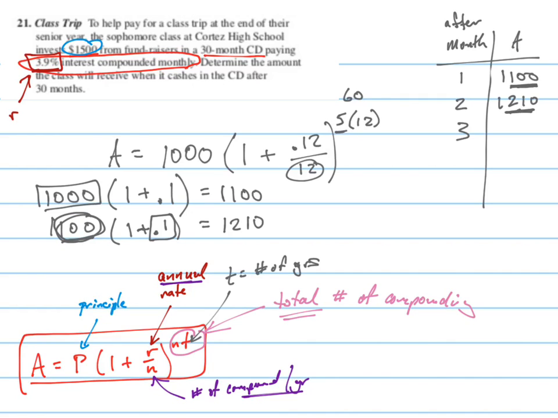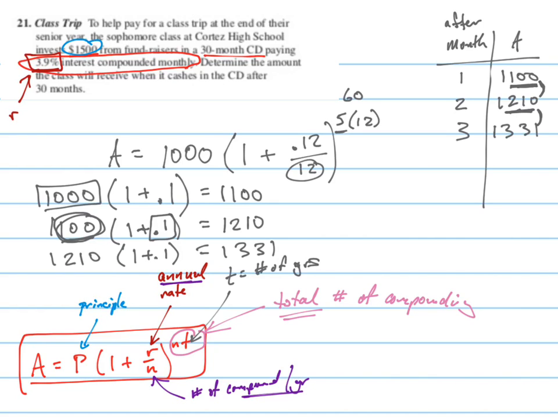Got it? After the third month, what am I going to do to find the interest for the third month? I'm going to take this new amount and multiply it by 1 plus 0.1. And when I do that, I get 1331. How much money did I make that next month? Subtract those two. How much money in interest did I make in that month alone? I made $121 in interest.